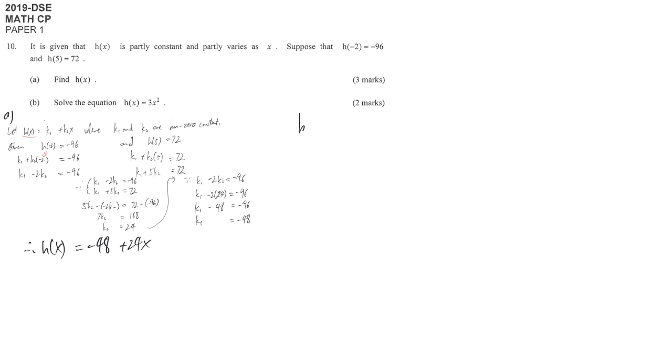In part B, they ask you to solve. Just follow the instruction. h(x) is equal to 3x squared. Because we know what h(x) is, we replace it by the answer in part A. It's obviously a quadratic equation.